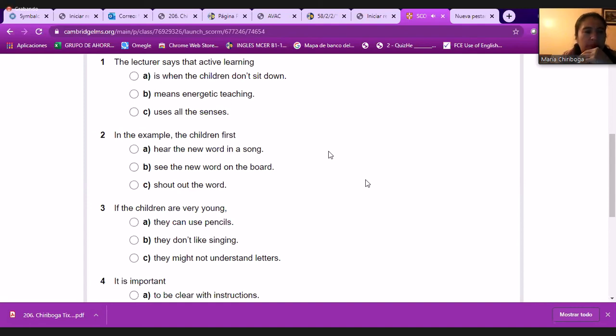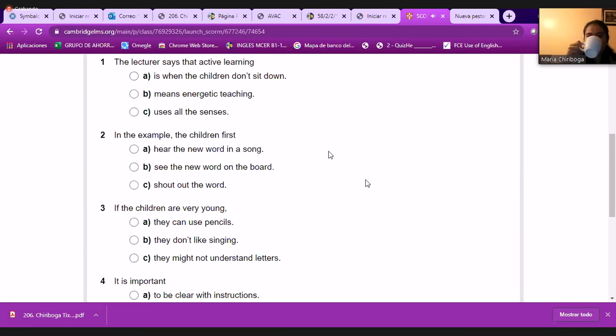Let me give you an example. When learning a new word in class, children might first hear the word in a song. They can then repeat it by singing together. Children love doing that. Then they can see the word if they're old enough to recognize some letters. After that, they can write or copy the word with pens or with different materials like wool. Lastly, they can use the new word.